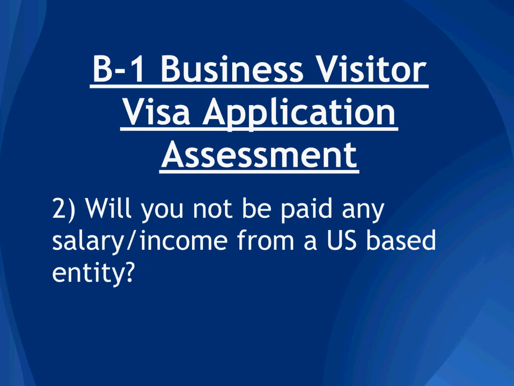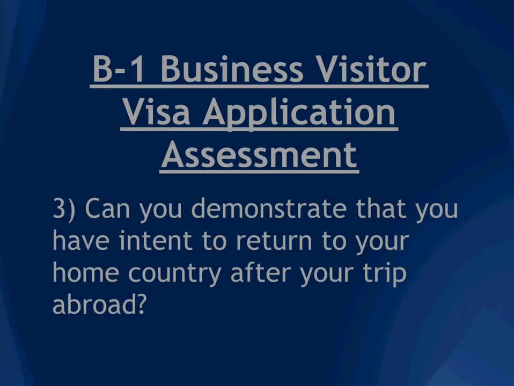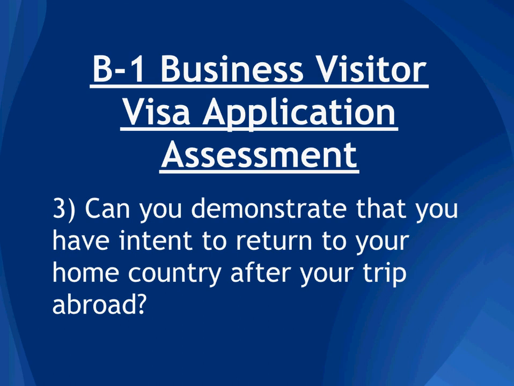That's very important. Question number 3. Can you demonstrate that you have intent to return to your home country after your trip abroad? What that means is after your trip from your foreign country, meaning when you're coming to the United States. So you have to demonstrate intent to return home, because you can be rejected under 214(b). INA 214(b) is kind of a catch-all. When they feel that you don't have enough ties to your home country, they can say, sorry, we're not going to give you the visa.